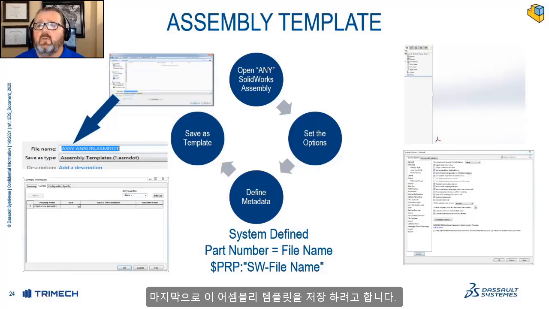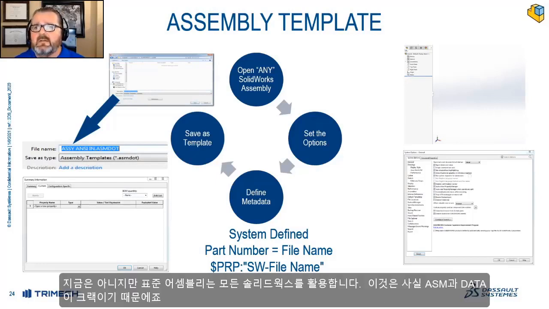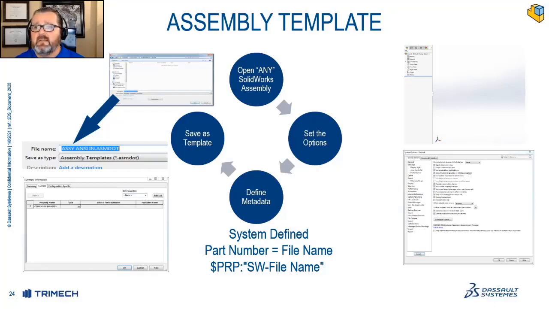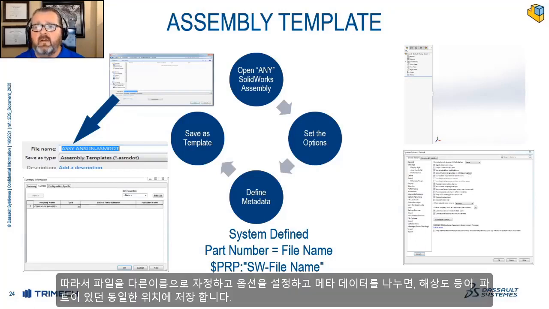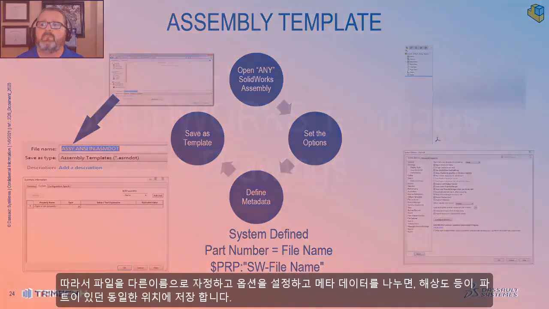Lastly, you're going to want to save this assembly template. Now, it is not a standard assembly path that you would save right out of SOLIDWORKS. It's actually ASM.dot as the file extension. So you're going to want to do File, Save As, and save that once you've set your options and defined your metadata and the resolution and so forth, into the same location where the part file was that you defined earlier that we spoke about.